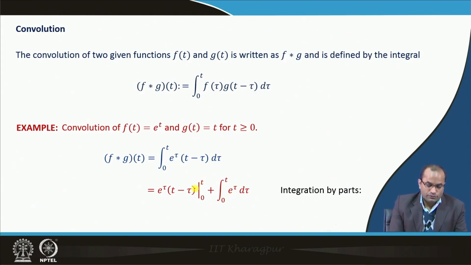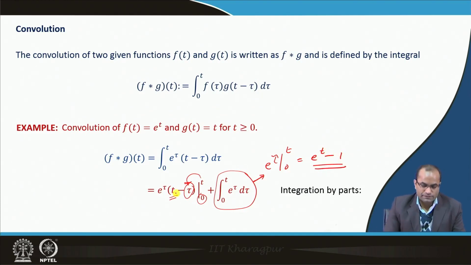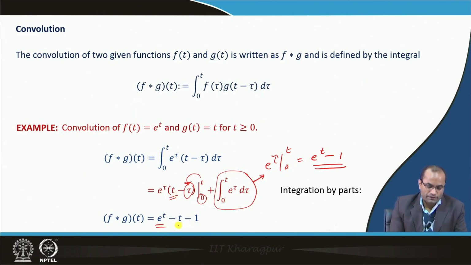Then we can substitute the limits of tau here. If we put t there, this will be 0, and when we put 0 there, it will be e power 0, that means we will get t from there. And again here we have e power tau with limits 0 to t, which will be e power t minus 1, and there will be minus t from there. So, we will get e power t minus t minus 1 as the value of this convolution product, or this integral f star g.